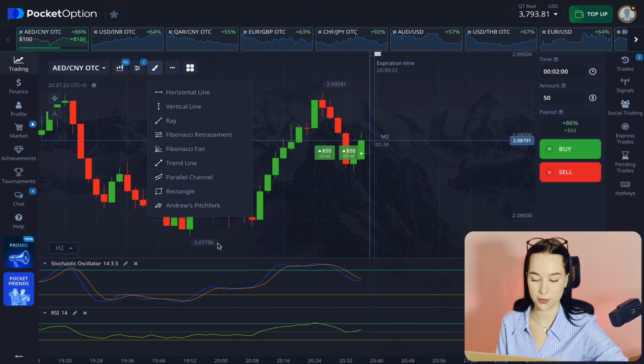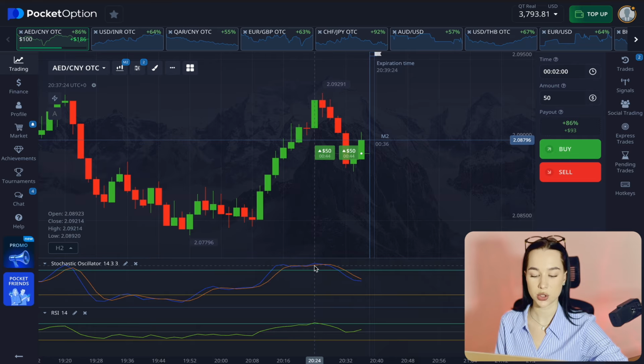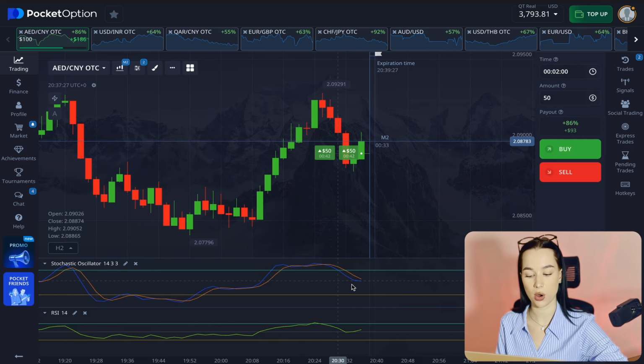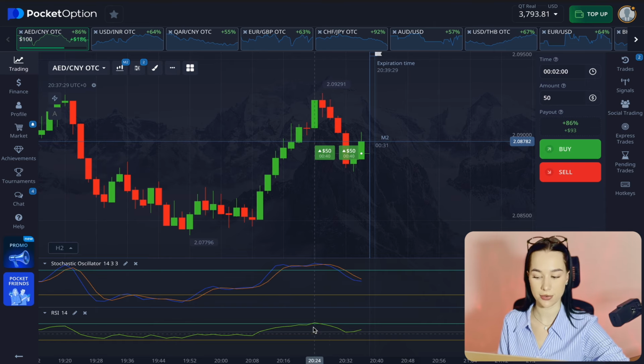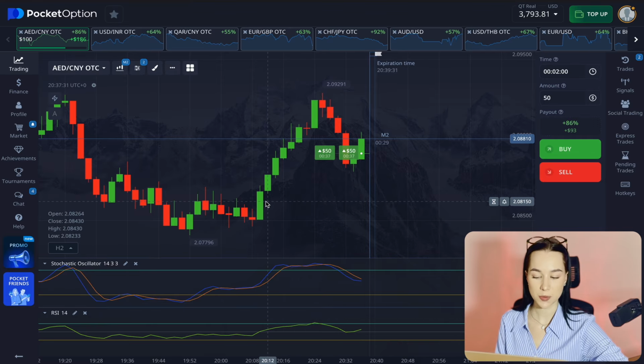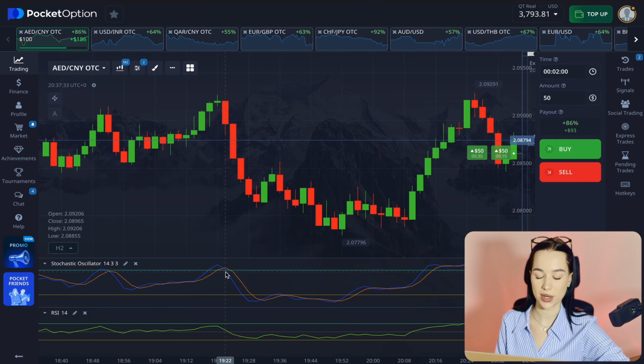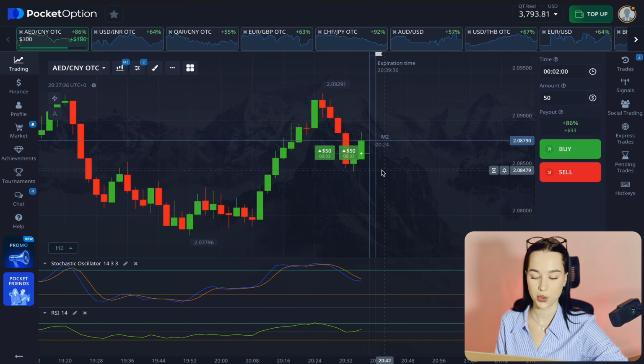So here we can see, for example, how the Stochastic works. The 2 lines of the Stochastic are crossing each other in the overbought zone and starting to reverse, which is definitely a sell signal. But that's why it's also not really good to use just one indicator at once. You need to use a few.